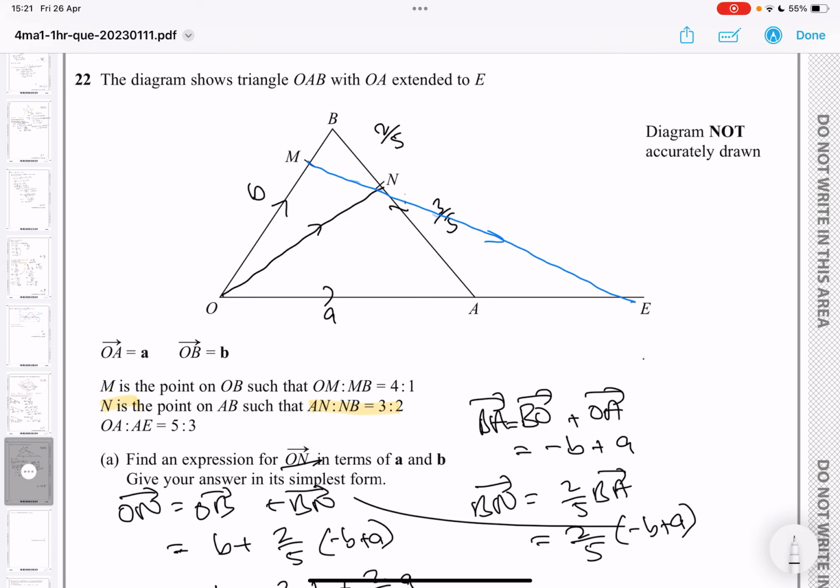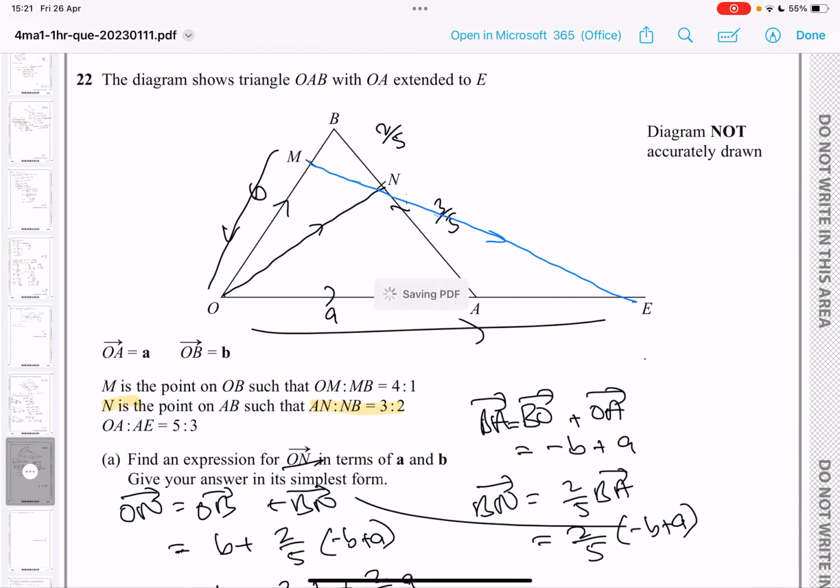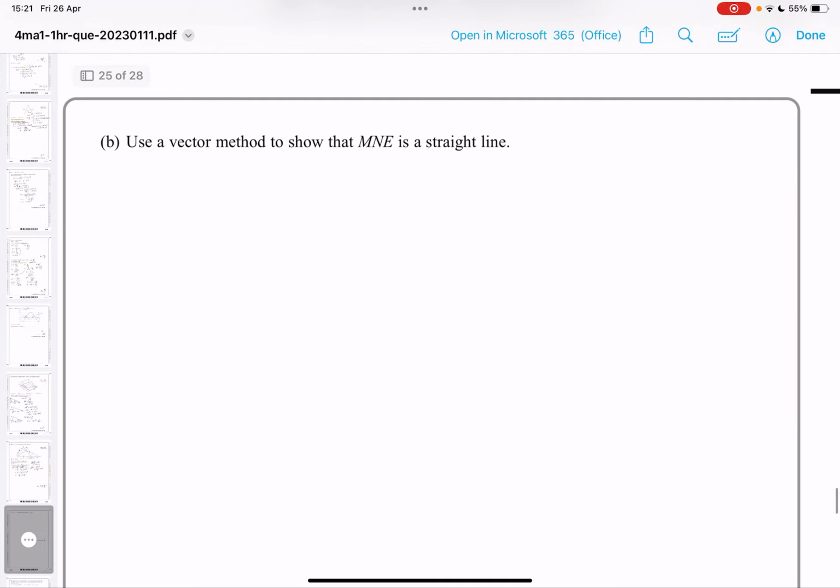So let's begin by working out ME. ME is going to be MO plus OE. Okay, so let's write that out. ME is equal to MO plus OE. Okay, and we don't have these vectors, so we need to work them out. We need to work out what OE is first, and MO. So let's work out MO.